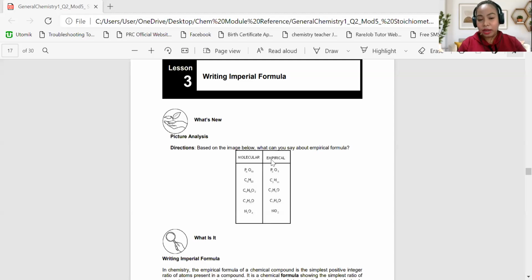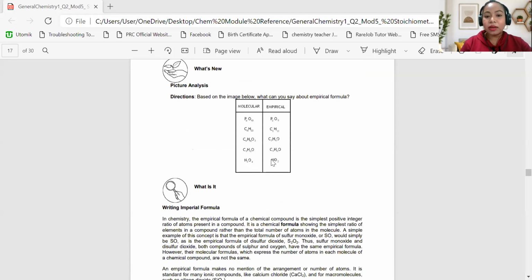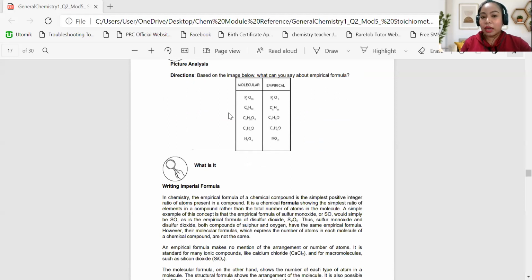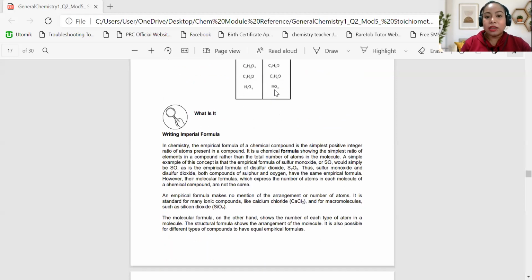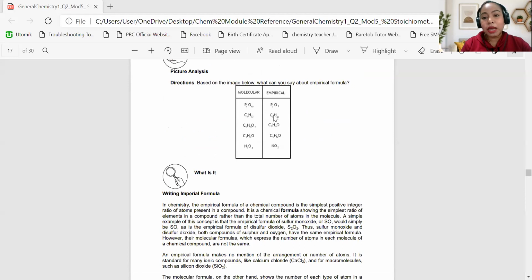So good afternoon, everyone. Today we will discuss writing the empirical formula. Now in here, you have a picture of what a molecular formula and an empirical formula are. Based here, we can say that the molecular formula is taken from the empirical formula. When you say empirical, it is the least, the simplest. So there is a factor that you multiply to the empirical formula to make your molecular formula.